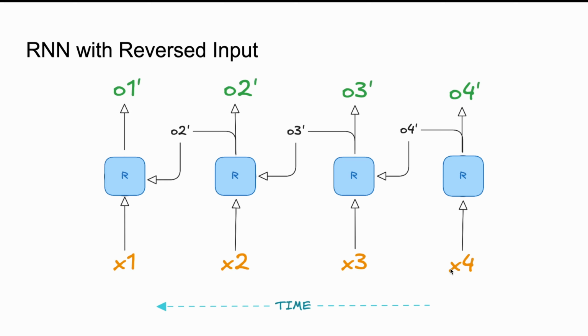Here first we are inputting x4 into the RNN unit. We get an output O4 dash. In the next time step, we are inputting x3 along with O4 dash to get O3 dash. And we are inputting O3 dash along with x2 into the RNN and so on. So you see I have reversed the time order. Now the time order in this direction is going from right to left, and earlier it was going from left to right. So this is the same thing as before, just that we have reversed the time order.